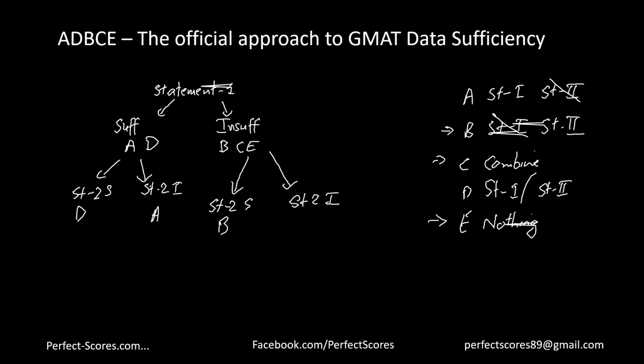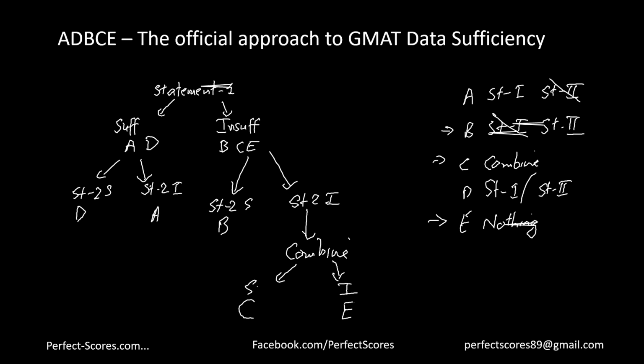If statement 1 is insufficient and statement 2 is also insufficient, then you combine both the statements. And when you combine both the statements, there are two possibilities. Either it is going to turn out to be sufficient or it's going to turn out to be insufficient. If the combining turns out to be sufficient, that means the answer is C. And if combining turns out to be insufficient, that means the answer is E. So that is the whole flow chart. And I'm going to summarize this right now.